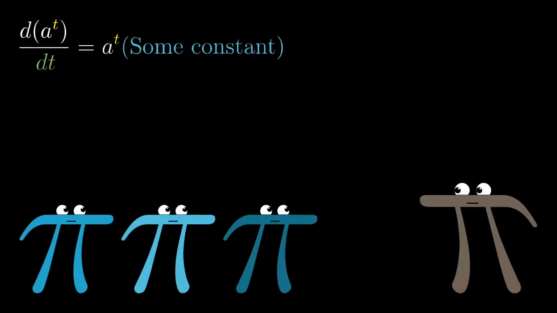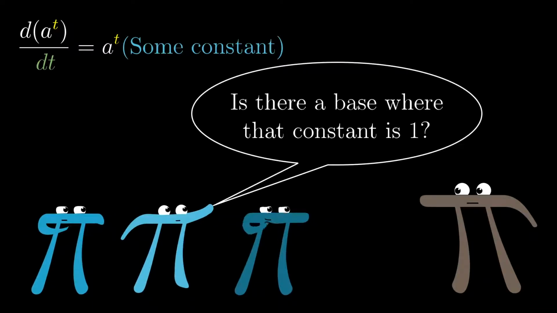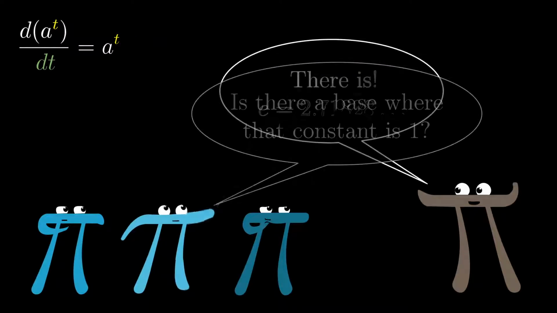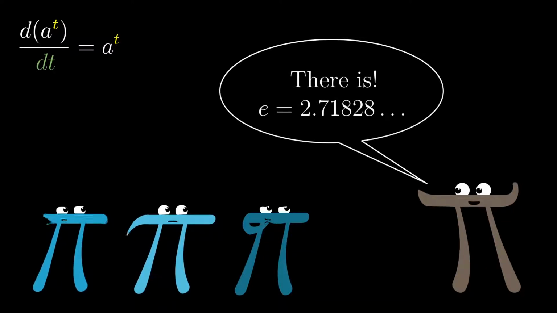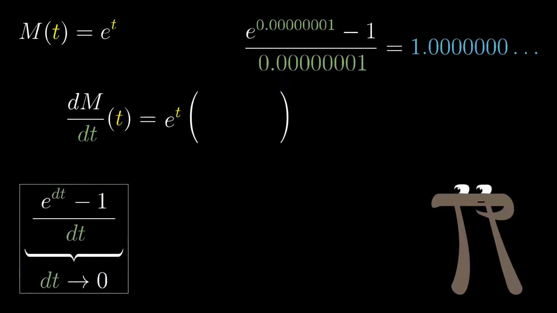Well, a second question that is ultimately going to explain these mystery constants is whether there's some base where that proportionality constant is 1, where the derivative of a to the power t is not just proportional to itself, but actually equal to itself. And there is! It's the special constant e, around 2.71828. In fact, it's not just that the number e happens to show up here. This is, in a sense, what defines the number e.